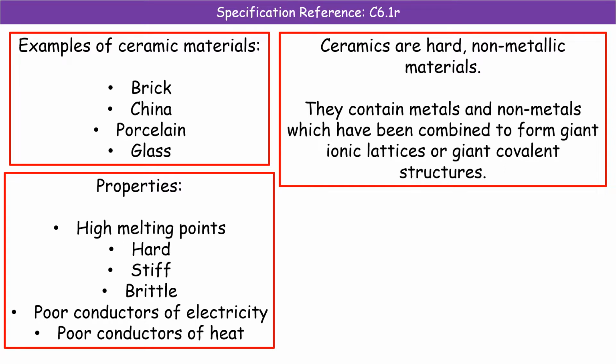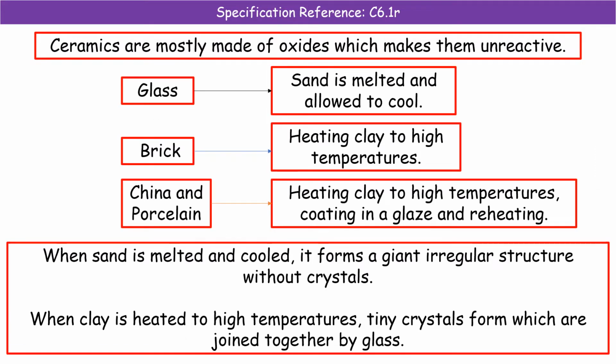But they have certain properties in common with each other. They have high melting points. They're hard, stiff, brittle, poor conductors of electricity, and poor conductors of heat. Now, these properties are going to be very useful when it comes to some of their uses. For the most part, our ceramics are made of oxides, and as a result, they're quite unreactive.